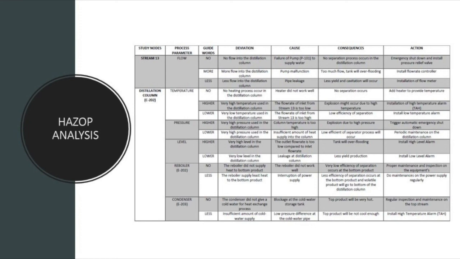Followed by that, a consequence study on the C202 VCM distillation was done. In the distillation column, there is top product and bottom product. The top product is VCM, which comes out as vapor, and the bottom product is EDC, which comes out as liquid.